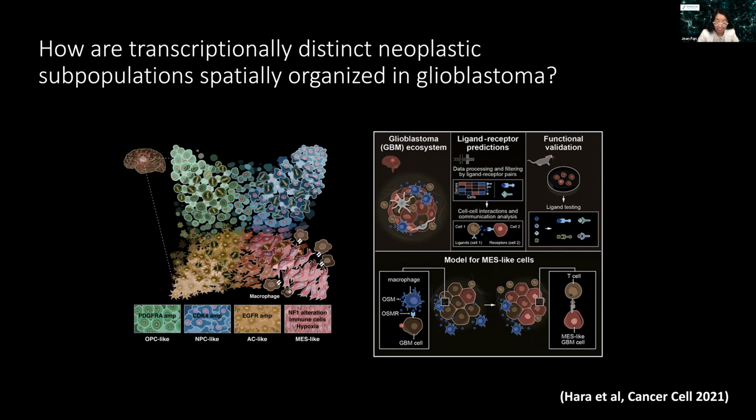So I think this is overall a really beautiful example of how we have this spatial organization of macrophages and mesenchymal glioblastoma cells that ends up actually having a functional consequence. For more details on this paper, please do check out our Cancer Cell paper, which I think came out just a few weeks ago.